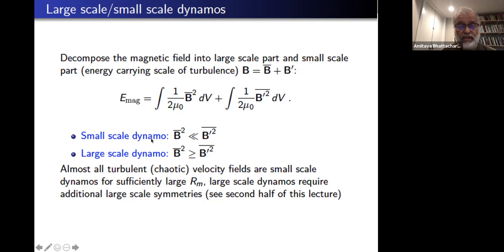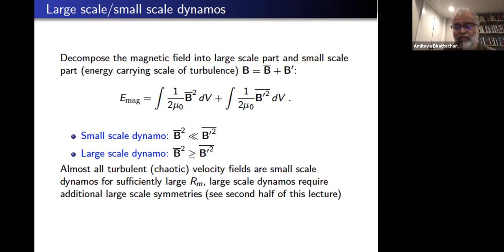What is a small scale dynamo and what is a large scale dynamo? A small scale dynamo is where the energy in the mean field squared is much less than the fluctuation energy. So when a small scale dynamo is active, then you start out from a seed magnetic field and the system goes turbulent. There's a hell of a lot more energy in the turbulent fluctuations than there is in the energy of the mean field. What does that physically mean?